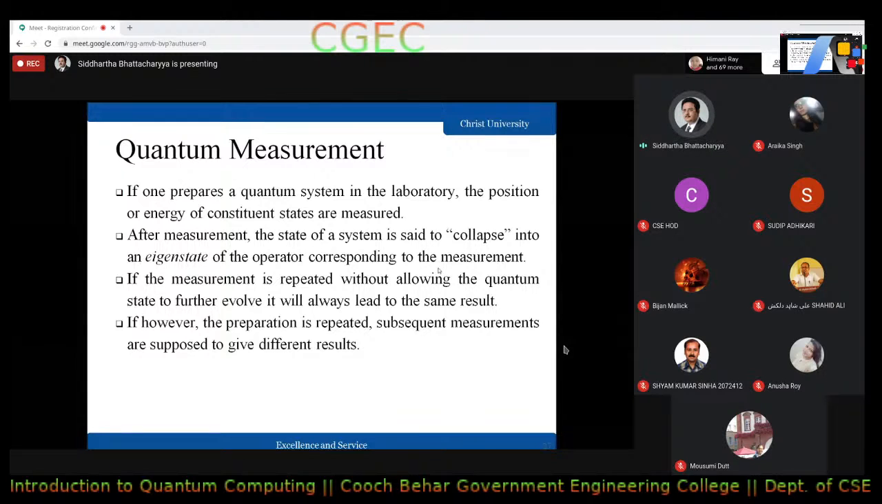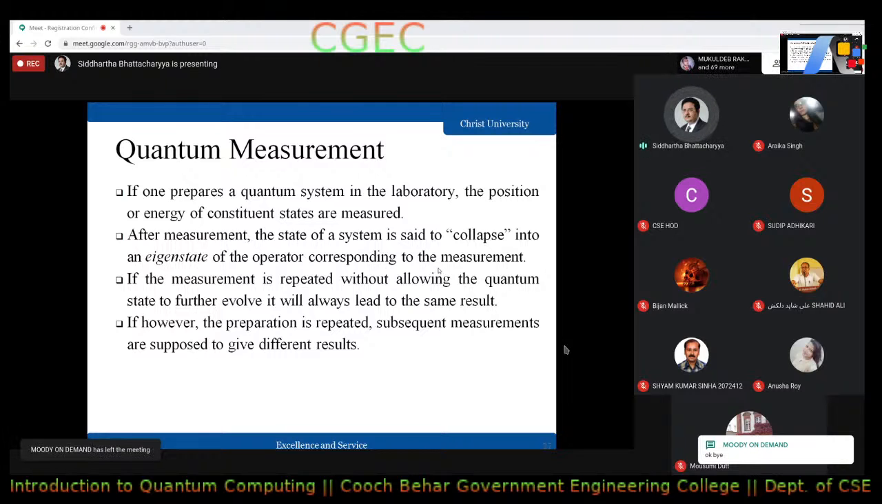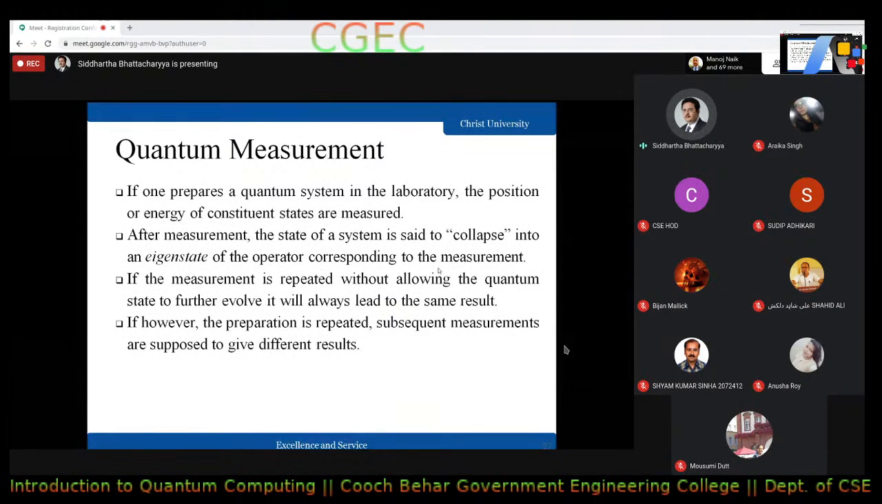But the problem is, if the preparation is repeated, if you prepare the system again and try to replicate it, subsequent measurements are supposed to give different results. This is why a quantum bit cannot be copied. You cannot make an exact replica of a quantum system because it is a purely random system. It is not only a very interesting approach, but also a disadvantage as far as computing is concerned, because at any point of time you cannot make a copy, you cannot clone any qubit to reuse it further. That is the main disadvantage.